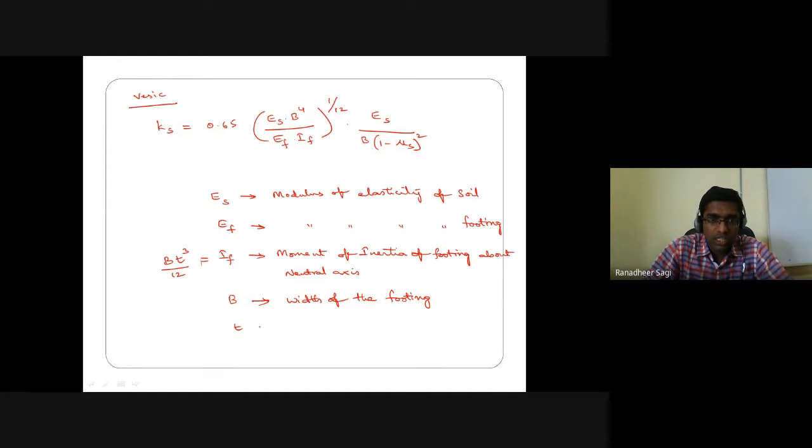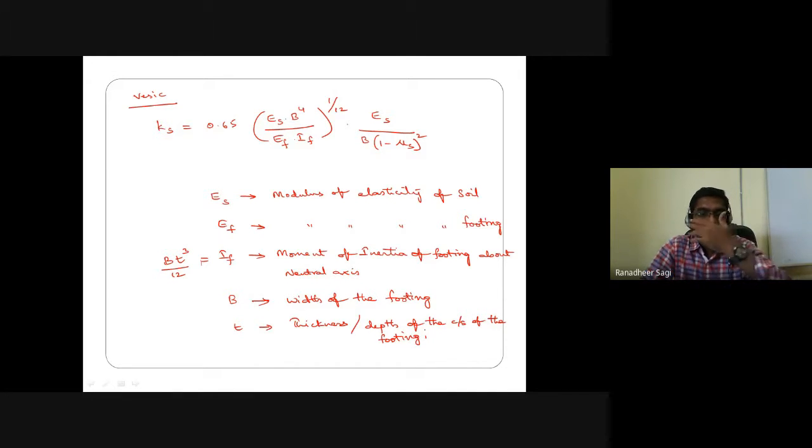So in the expression, T stands for the thickness or the depth of the cross section of the footing. It is not the depth of the footing, it is the thickness of that particular cross section of the footing that we are indicating here. And any other terms? Yes, mu S indicates the Poisson's ratio of soil. Based on those respective parameters, we'll be able to understand the effect of the relative rigidity of that particular footing.